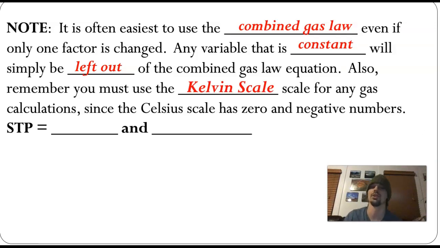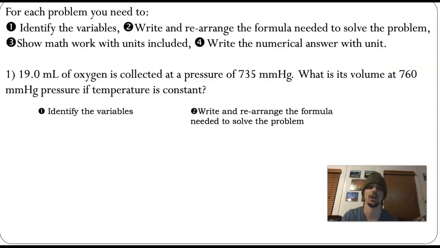You also remember you must always use the Kelvin scale for your temperature, okay? Because you can't have a negative volume and you can't have a negative pressure. So the Kelvin scale solves for that. You're also going to see STP a lot. STP, if you don't remember, is 1 atm and 0 degrees Celsius or 273 Kelvin. Typically, you're going to be using kelvins. All right, so let's look at our first problem.